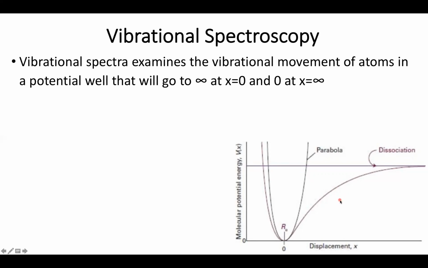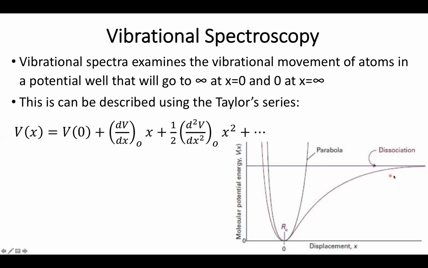Now, as with most things, it turns out we can describe this potential well using a Taylor series. We're going to have our first term, which essentially says how deep our well is. This is our zero-point potential, because we're going to set our x value of 0 at the equilibrium bond length. Then we're going to have a first derivative of the potential with respect to x, and then a second derivative and so forth. Now, what we can do is say, all right, this first term is essentially how deep we are.